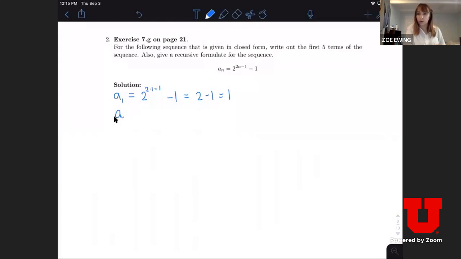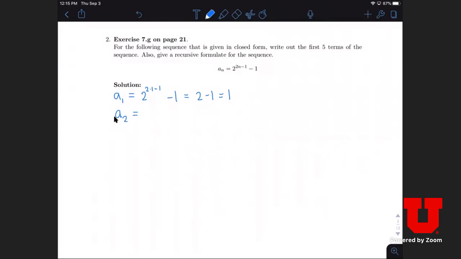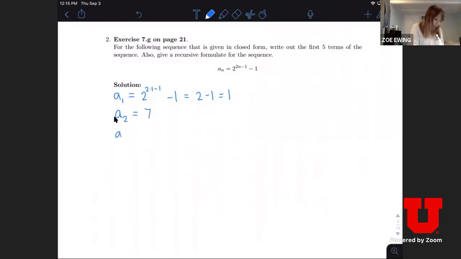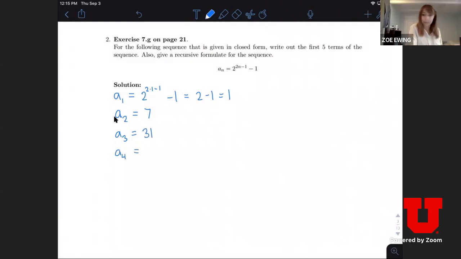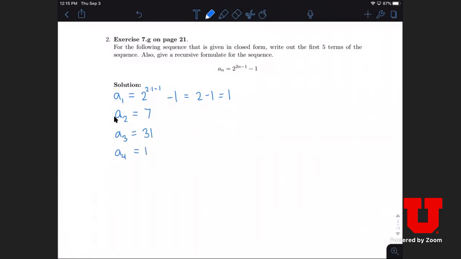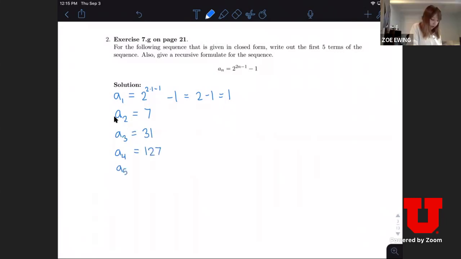does anyone want to volunteer for what they got? 7. Okay. A3, 31. A4, 127. And A5, 511. Okay, awesome. Is anybody confused on how we got those numbers? Okay, so we'll just go ahead and head on.